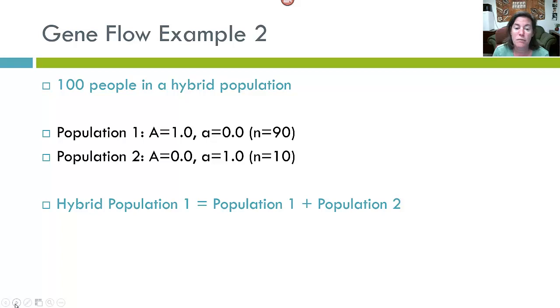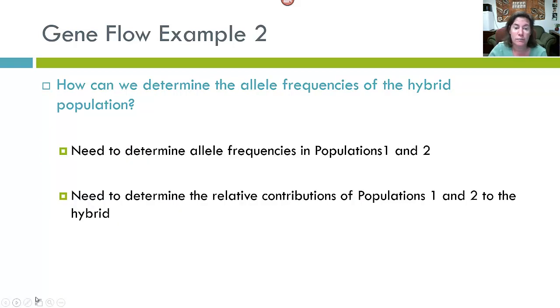Let's say there are 90 people in population 1. In population 2, they have no dominant alleles, and the frequency of the recessive allele is 1. And there are 10 individuals in population 2. The hybrid population is going to be comprised of population 1 plus population 2. So we're going to combine population 1 and population 2 for 100 individuals and create a hybrid population.